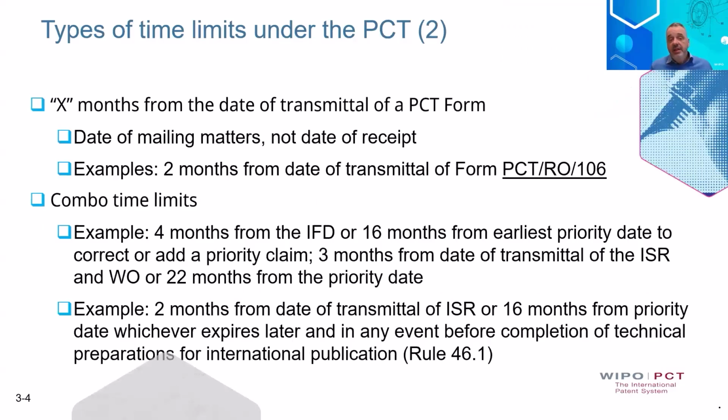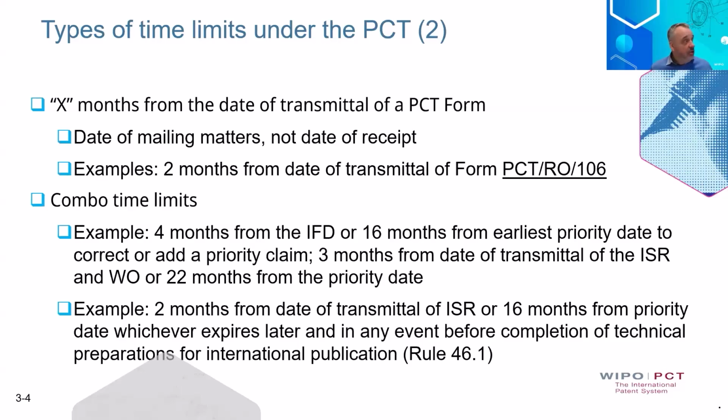X months from the date of transmittal of a PCT form. Now that's, again, a very classical time limit under the PCT. And I think the most classical example for that would be the invitation in the form of PCT RO 106, the invitation to correct a formality defect that the receiving office has found in your PCT application. And the time limit in this case would be 2 months from the date of transmittal of the form. So date of transmittal basically means date of mailing of that form. So it's not the date of receipt when you receive the form, but it's when the office has transmitted, sent the form to you. So this is very important to realize.